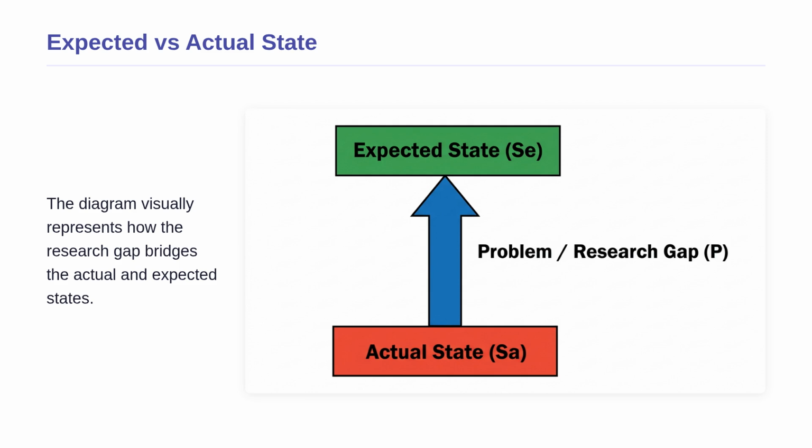The large blue arrow pointing upwards from the actual state to the expected state represents the problem, or the research gap, P. This diagram teaches us that research is the vehicle that drives us upward, closing the distance between our flawed current reality and our ideal target.